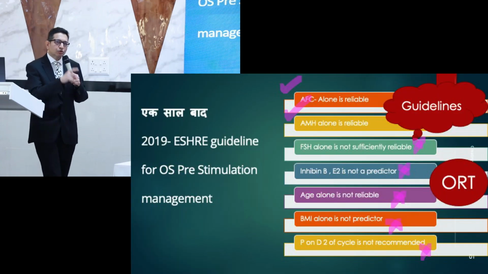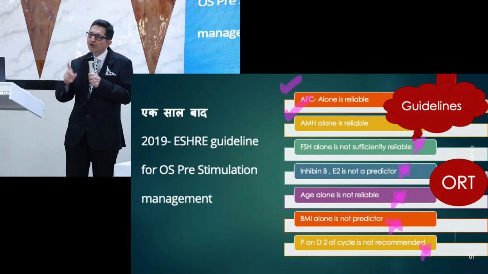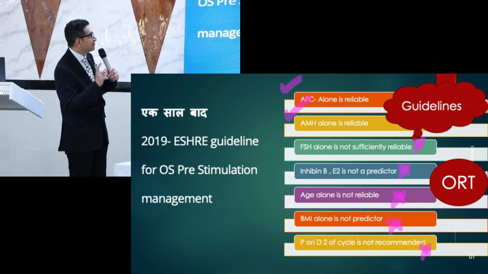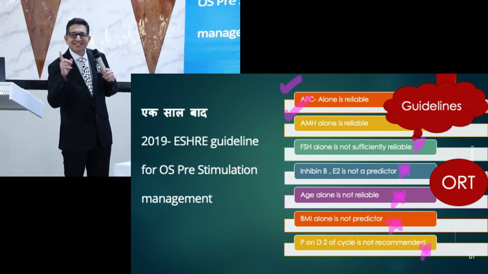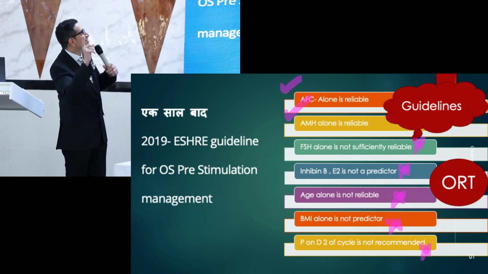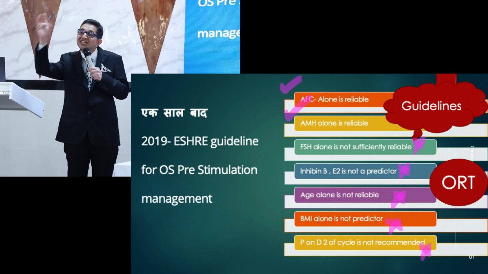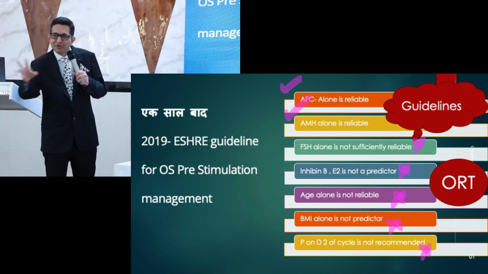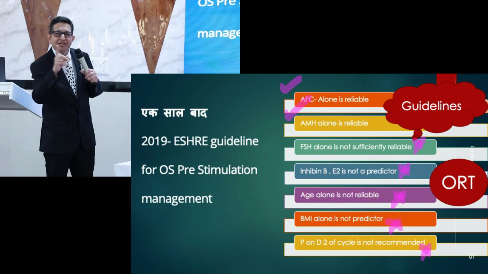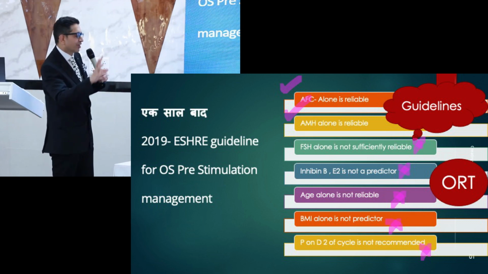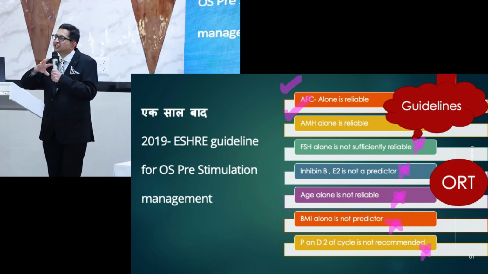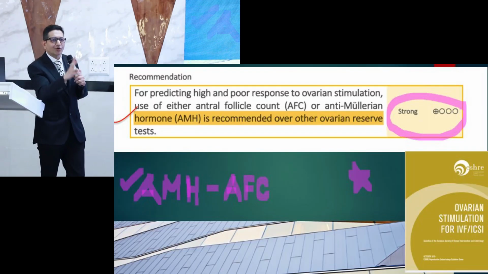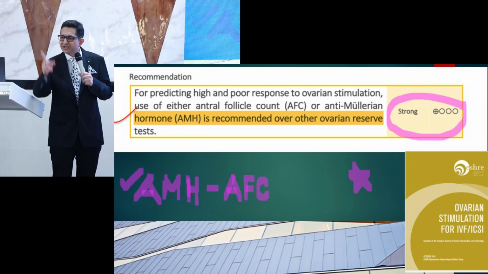एक साल बाद 2019 HTA guidelines for ovarian stimulation came and they have said that AMH alone is reliable, AFC alone is reliable, FSH alone is not sufficiently reliable, inhibin B not a predictor, age alone is not reliable, BMI not a predictor, and progesterone not recommended. So the total change in the guidelines, and now it is said that दो हीरो कौन है अभी आज के तारीख में AMH and AFC.